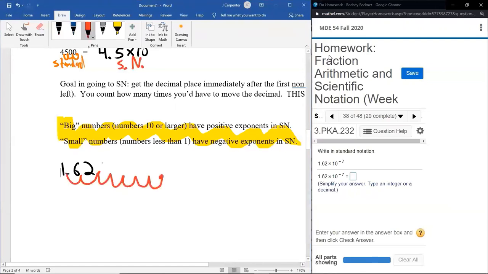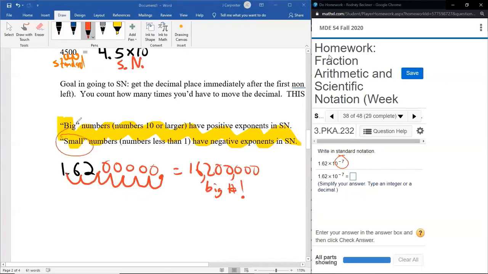And there's a bunch of empty spaces. You fill those in with zeros. So that number is really 162 and then 1, 2, 3, 4, 5 zeros. So that number is really 16,200,000, which is a darn big number, which contradicts that negative exponent, which says it should have been a small number. So that is how I immediately know that I did this wrong.